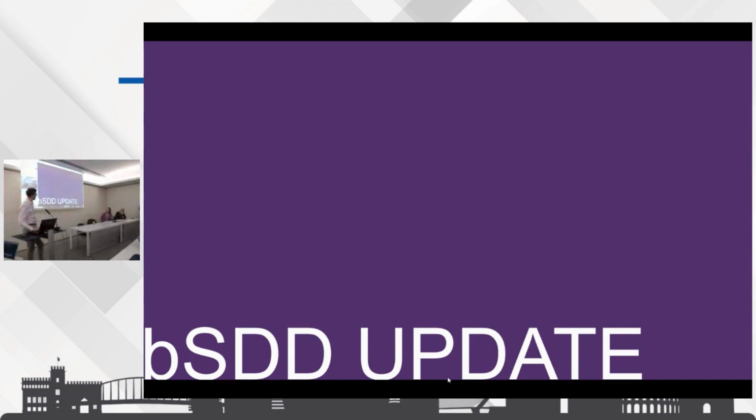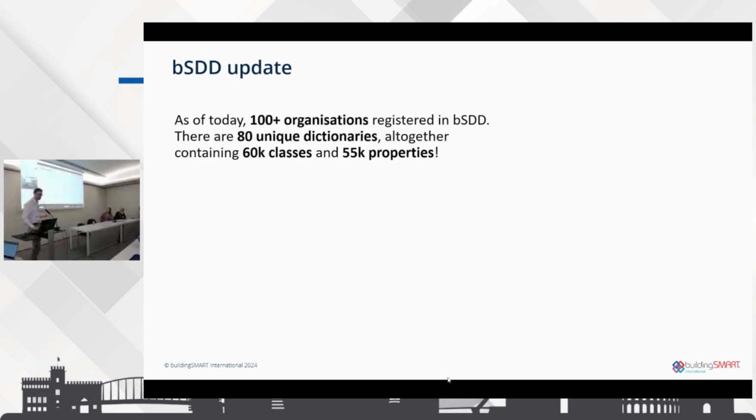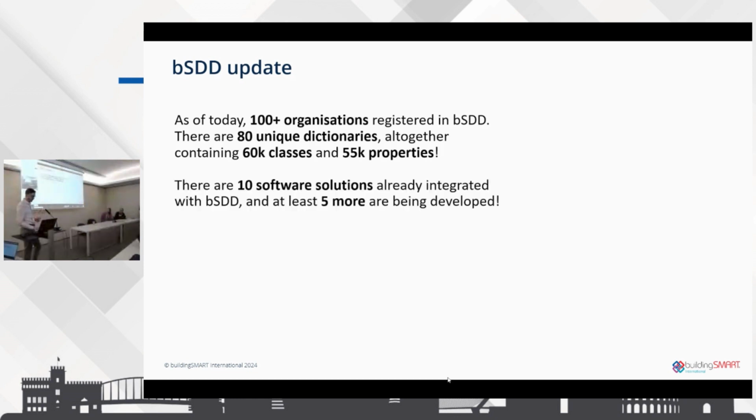And one slide about the updates from the last summit. So right now in the BSDD database, we have over 100 organizations, 103 who are registered, and they altogether published 80 unique dictionaries, altogether containing 60,000 classes and 50,000 properties. Of course, some of them overlap, some of them are mapped together, some of them are completely unique, but it's already starting to be quite a broad range of definitions that we have.